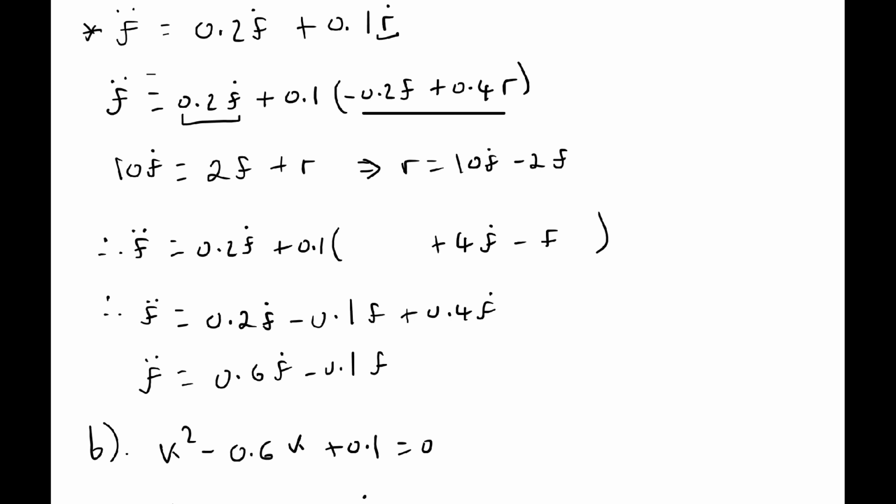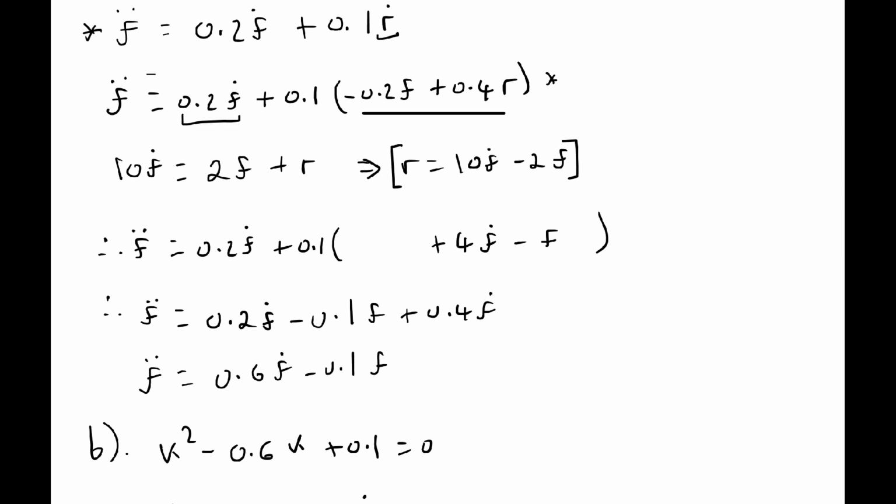Then I have used the fact that 10 f dot is 2f plus r, so that I've got from the first equation by multiplying it by 10 on both sides. I've rearranged that to get that r is 10 f dot take away 2f. Then I've substituted that in to my f dot dot.